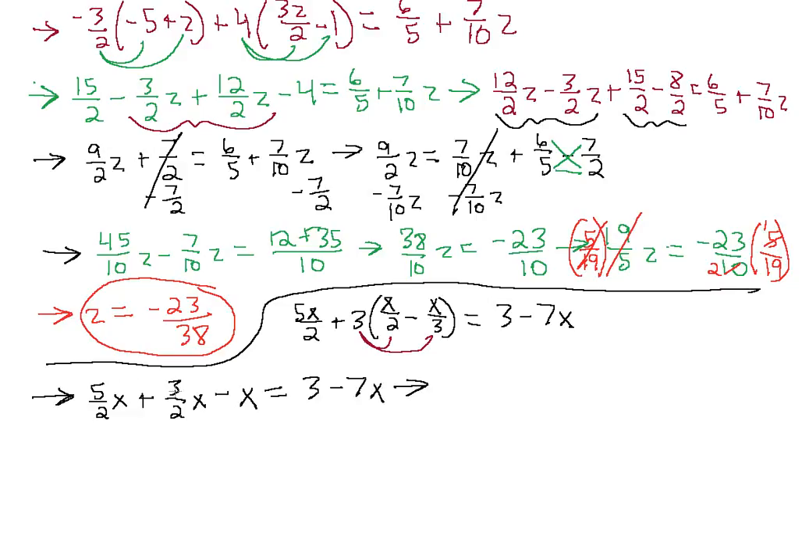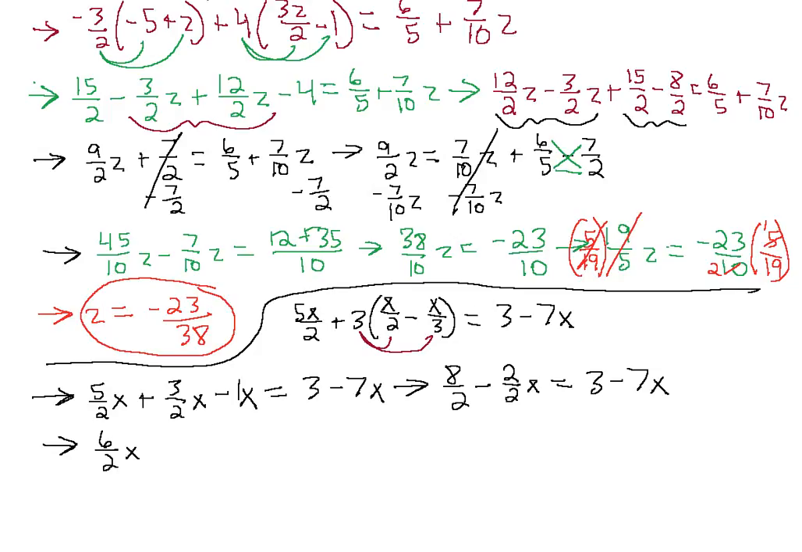Okay, moving right along. We can go ahead and combine these two right here. We have 5 plus 3 is 8 over 2 minus, well, we can just write this over 2. We can change this 1x into 2 over 2x, so we can subtract that in the next step. And we still have our 3 minus 7x on the right side. Okay, 8 minus 2 is 6 over 2x.